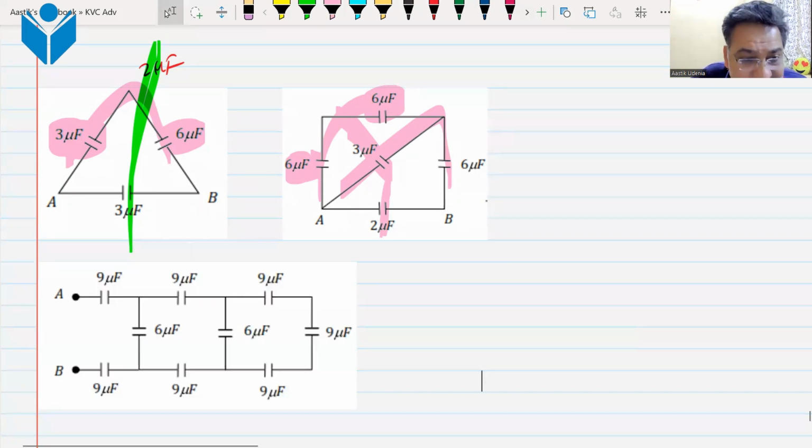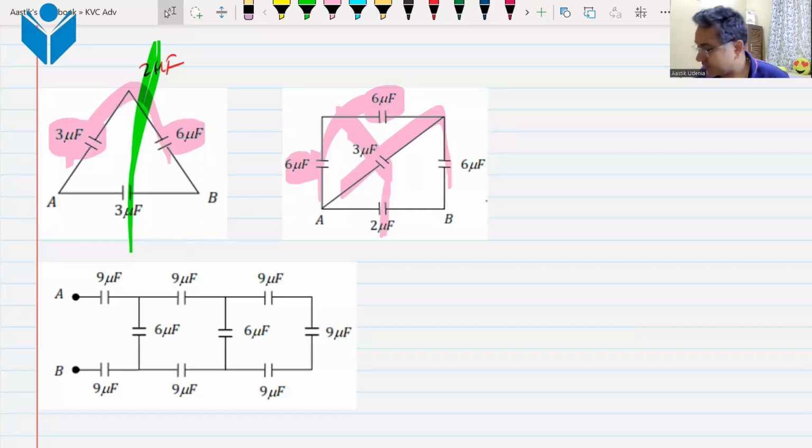What is the equivalent resistance in this case? I'll give you 2 minutes to think about it. 3 microfarad, it is correct. This 9 and this 9 are in series, so it becomes 3. Yes or no? Yes, sir.